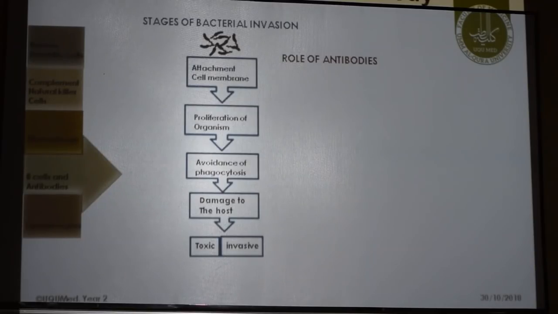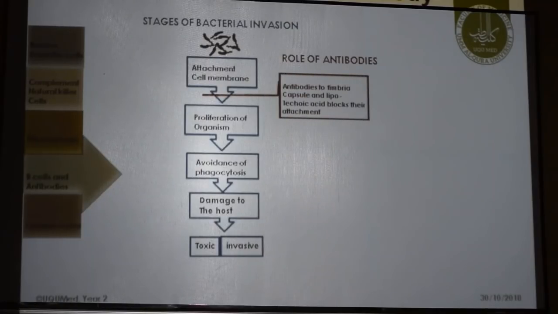Now, keeping in view all these properties of the bacteria, what can antibodies do? The bacteria have got a hair-like structure and they have got a capsule around them. Antibodies can bind to them and block their attachment to the cell. So that is a kind of neutralization. The bacteria have got fimbria or finger-like projections, a capsule around them, and lipoteichoic acid that can activate the complement system. These antibodies will neutralize this and prevent their attachment to the cell.